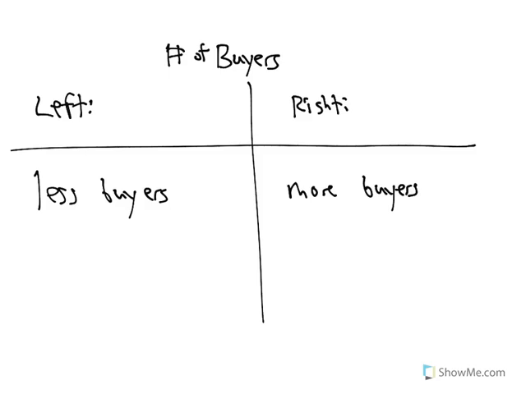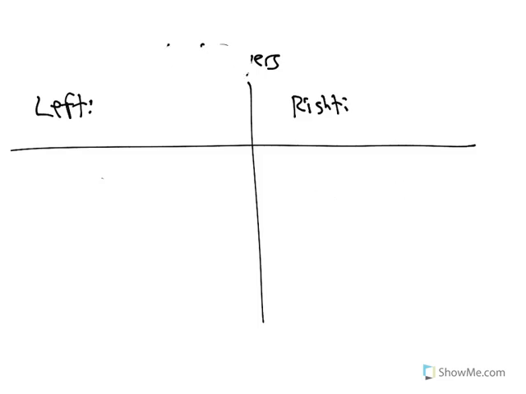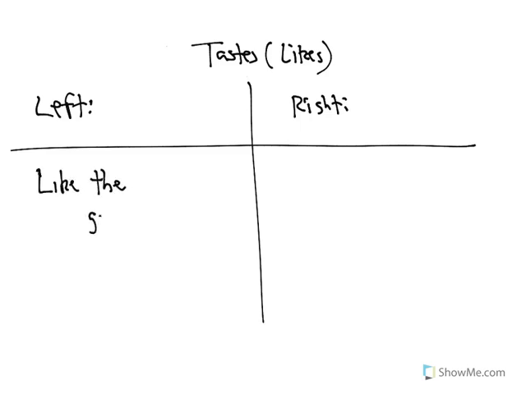So I'm going to go ahead and just erase the part I don't need anymore here. Feel free to rewind if needed. And let's go ahead and do the next shifter. The next one is tastes, which is a fancy way of saying what do people like? Their likes, right? Their preferences. What do they like? If people like the good less, then we're going to move the demand curve to the left, right?